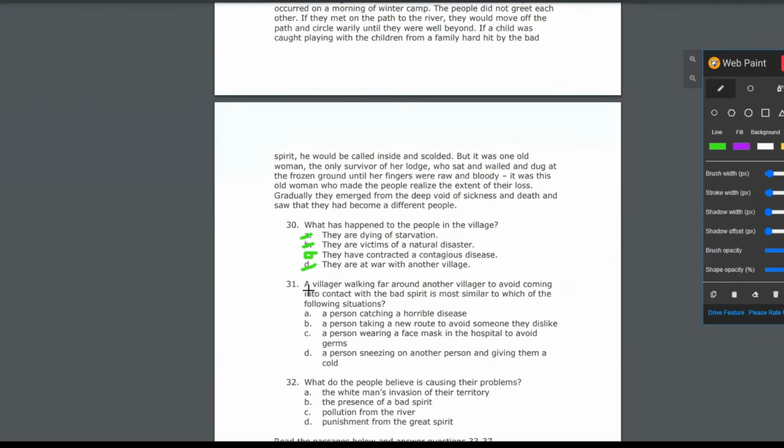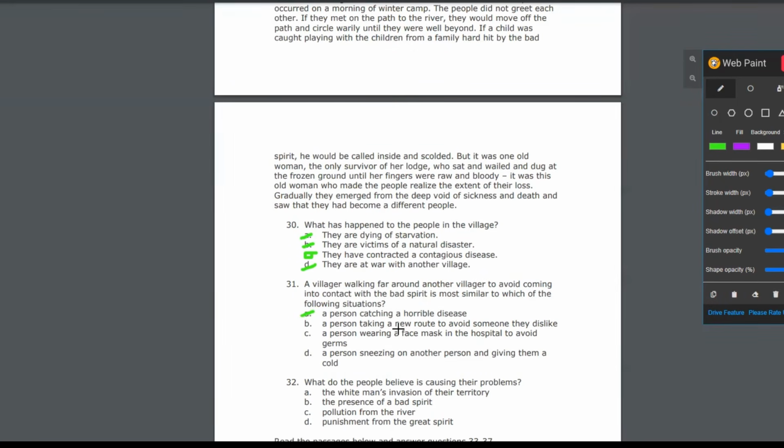All right, if we look at 31, a villager walking far around another villager to avoid coming into contact with the bad spirit is most similar to which of the following situations. So they're saying, in the context of a person taking a completely different route to avoid getting sick, what is closest to that? If we look at A, a person catching a horrible disease, that's not the context of what is going on. Somebody is taking an alternate route or precaution to avoid something. So that's not the answer.